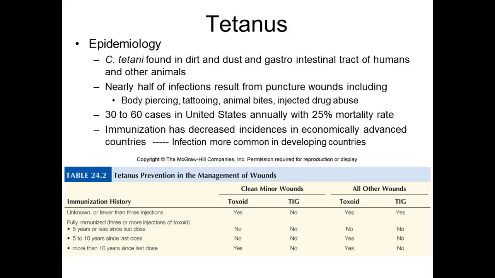Nearly half of infections result from puncture wounds. Well, why puncture wounds? Like piercing and tattooing and animal bites and drug abuse. These piercing wounds, these puncture wounds. Why is it that they would contribute to this infection? What type of environment can form in a puncture wound? Anaerobic. And did we say this one can grow anaerobically?